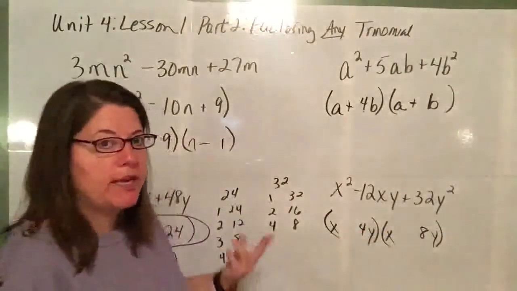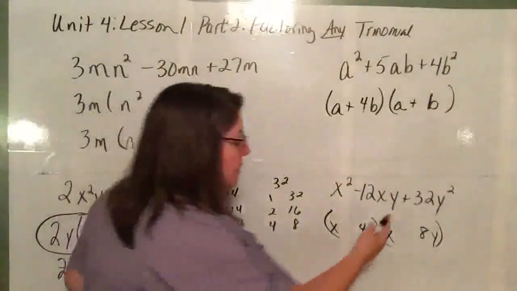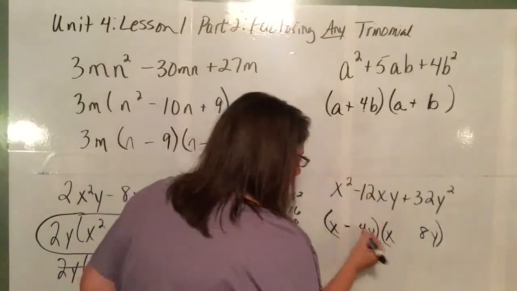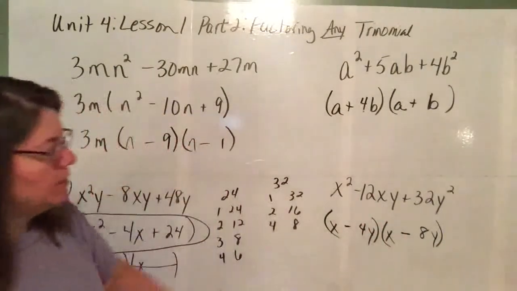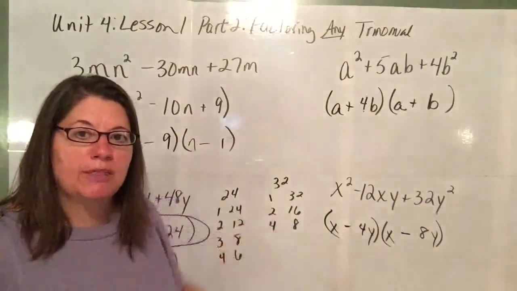You could do it backwards for me, doesn't matter a bit. The signs are what's going to make the difference here. The plus tells me these have the same sign, and they're both minus because that's what the middle sign is. So we've factored it. Again, you could always multiply them together to check to make sure you got that correct.